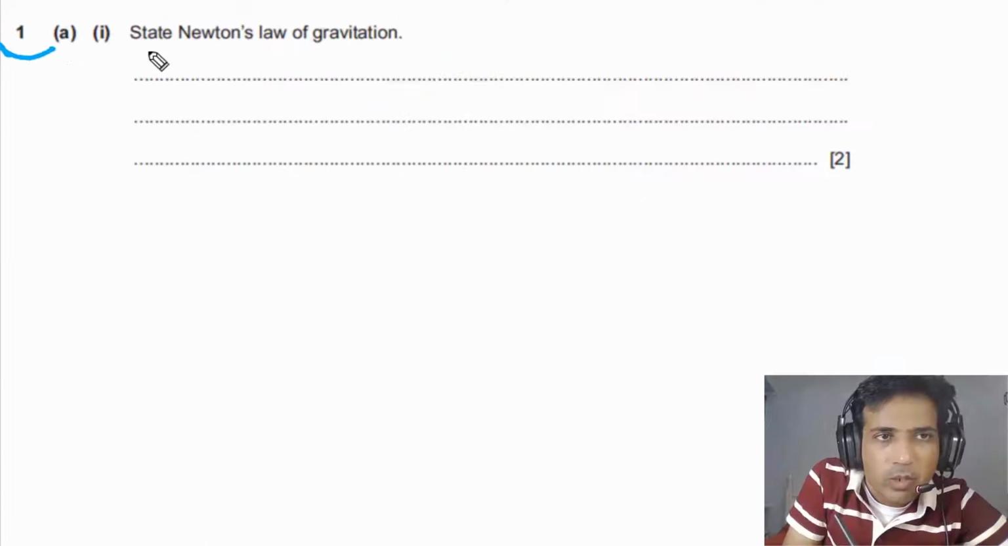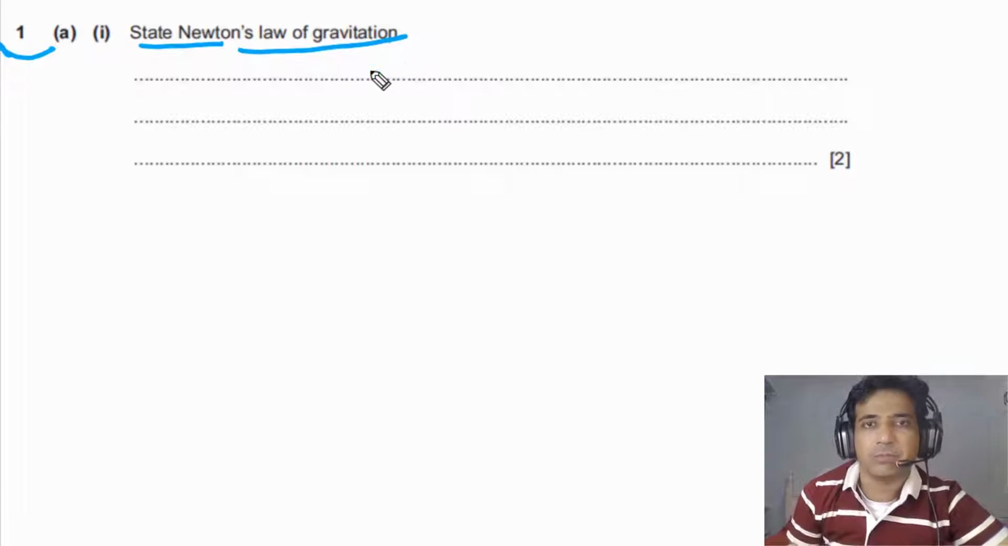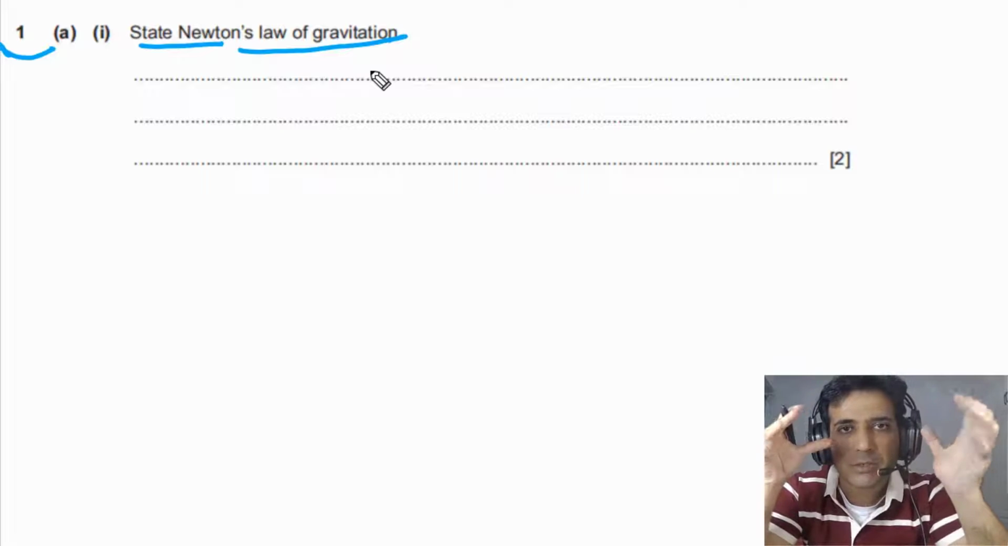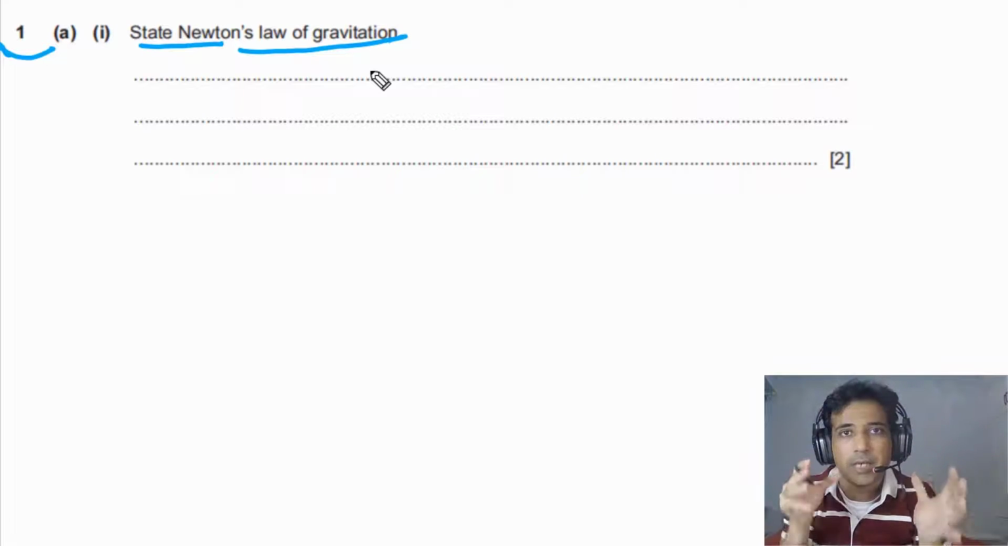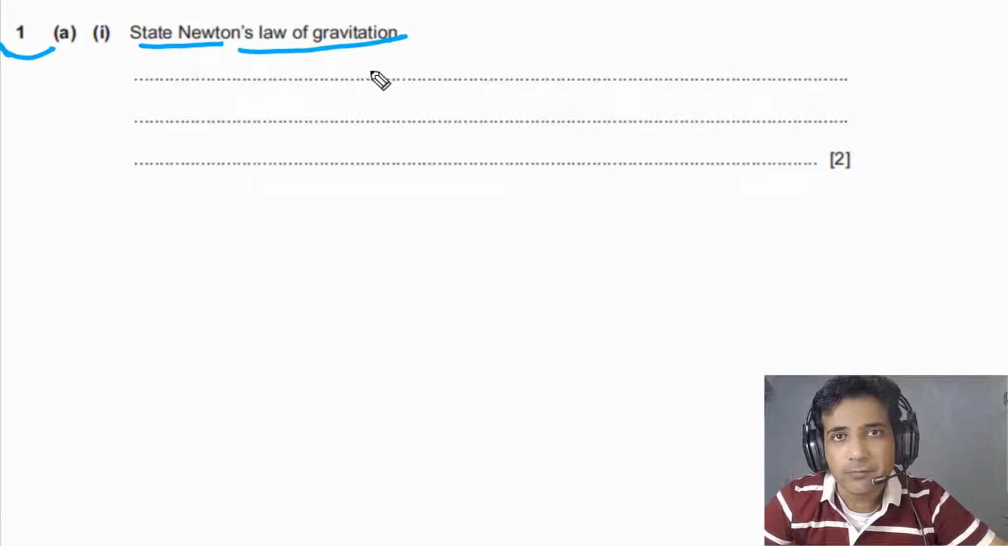For question number 1, part A, we need to state Newton's law of gravitation. And Newton's law of gravitation is a very common question from gravitational field. If you see any question about gravitational field on your exam paper, there is an 80% chance they will ask you to state Newton's law of gravitation. And this question has 2 marks or 3 marks. So you need to understand how to state Newton's law of gravitation in a proper way.